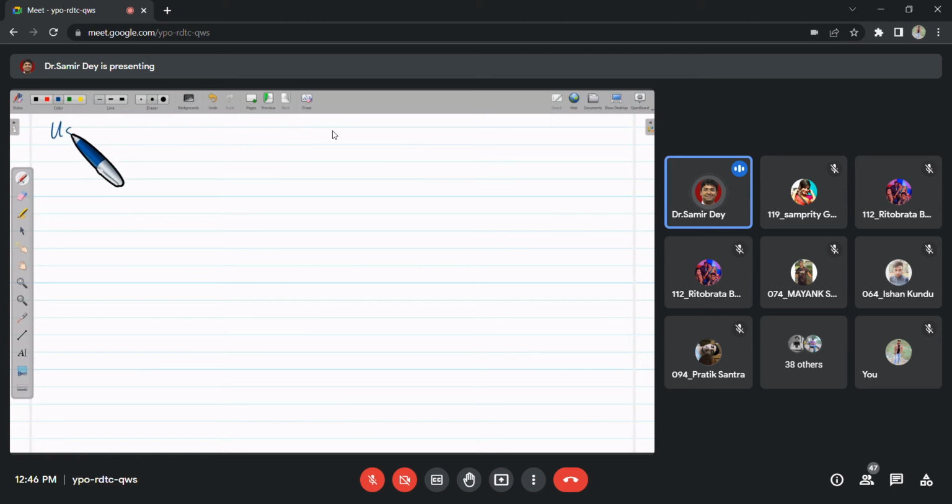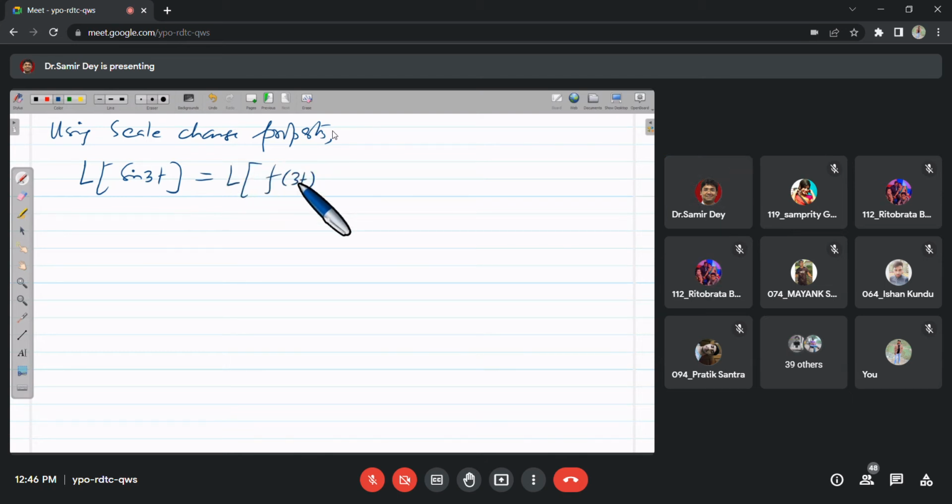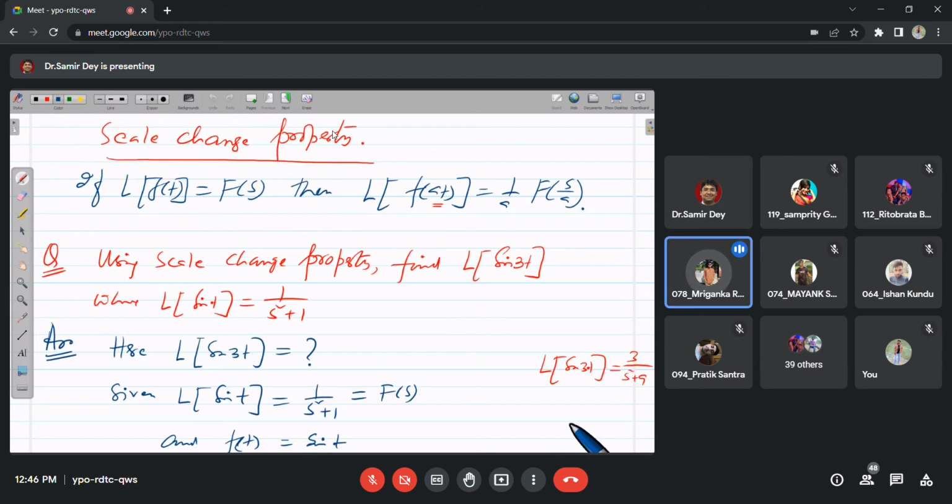Okay, now try to understand the next part. So you write down using scale change property L of sine 3t. So can you write L of f of 3t? Sir, can you please move to the previous slide?